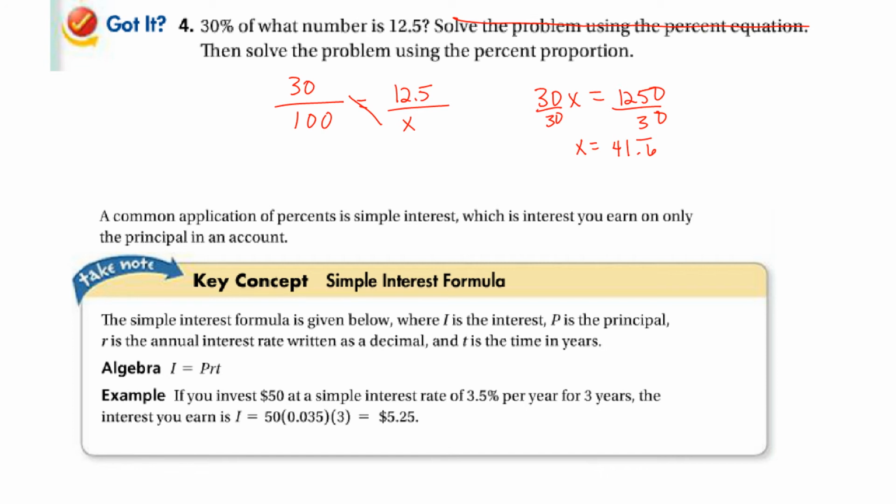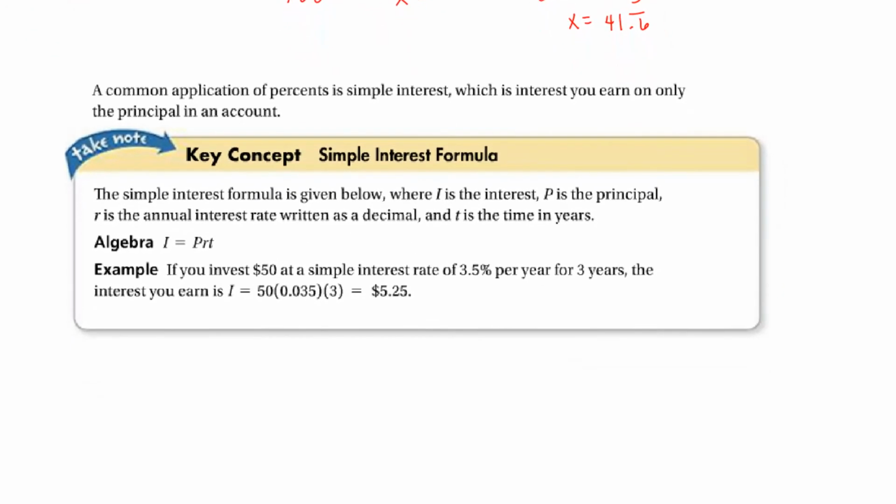Now, a common application of percents is simple interest, which is interest that you earn only on the principal of an account. And if we look here, we have a formula. I equals PRT, where I stands for the interest, P stands for the principal, and R is the annual interest rate, which we write as a decimal, and T is the time in years.